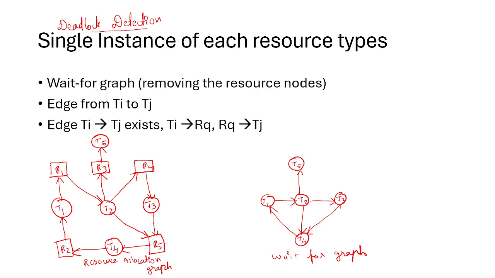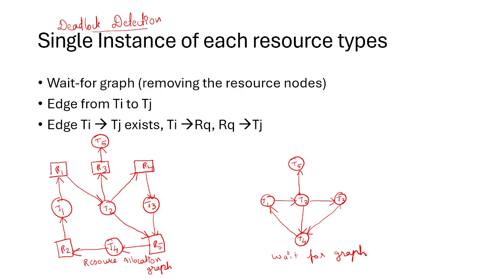So now we are going to discuss deadlock detection. There are two types of deadlock detection algorithm we have. The first one is for a single instance of resource type. Another one is for multiple instances of each resource. For a single instance of each resource type, the deadlock detection algorithm uses a variant of the resource allocation graph called the wait-for graph. We get this wait-for graph from the resource allocation graph by removing the resource nodes.